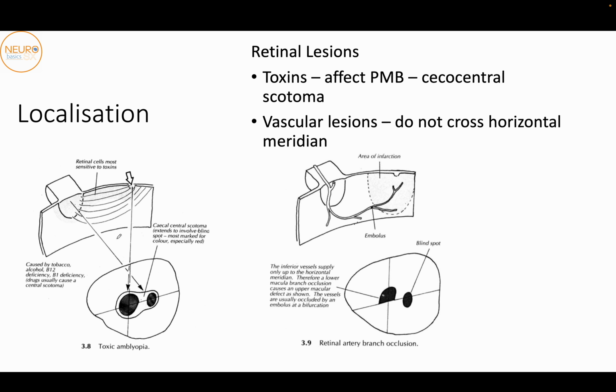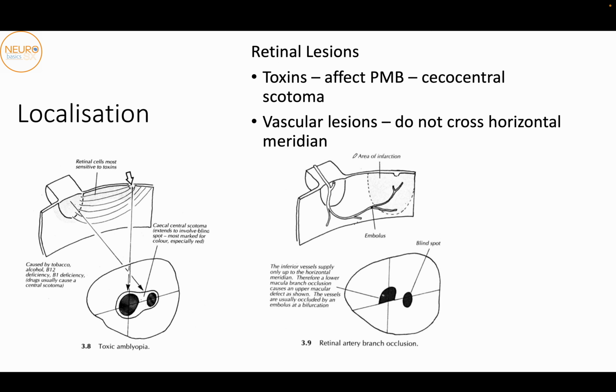So let's look at how different lesions in the visual pathway will affect the visual fields. Any lesion involving the retina will cause particular visual field effects. These lesions could involve the papillomacular bundle, which runs between the macula and the disc, and is the most important bundle responsible for visual acuity itself. Toxins will particularly affect this papillomacular bundle. Whenever it is affected, you have something called a cecocentral scotoma, which affects the entire field arising from the macula. You have a physiological blind spot here, and then you have the cecocentral scotoma representing the area of the macula.